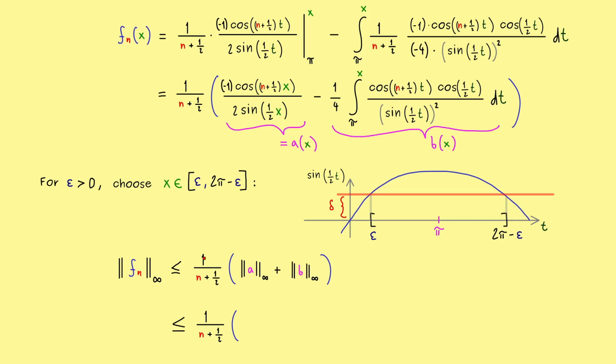So let's start with a and let's look at the worst case we can have. This means the cosine is 1 and the sine function in the denominator is exactly this delta. This is the largest output we can get. So we have 1 divided by 2 delta. And now exactly the same argumentation works with b. Hence we have 1 over 4 delta squared.